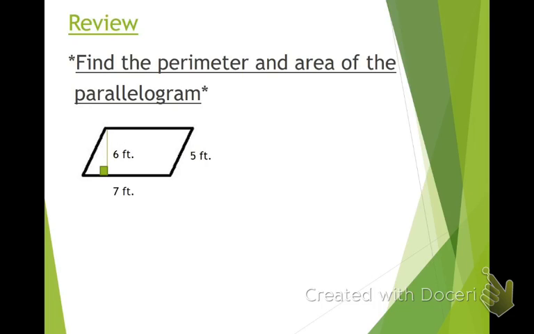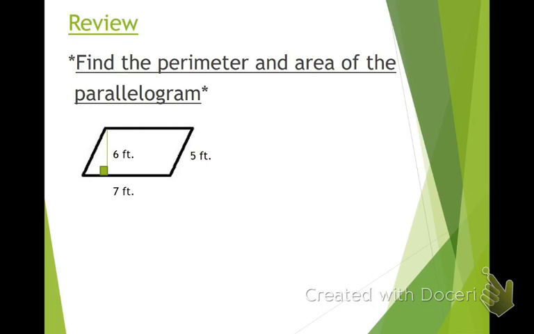The outside. The outside of it, okay? So when I'm trying to find it, I'm going to be finding what is this outside? What's the distance of that outside? Okay, that's what the perimeter is. So does anyone remember how to find the perimeter of a parallelogram?